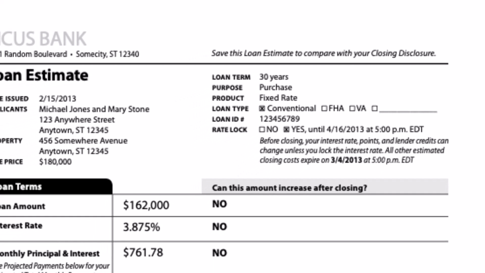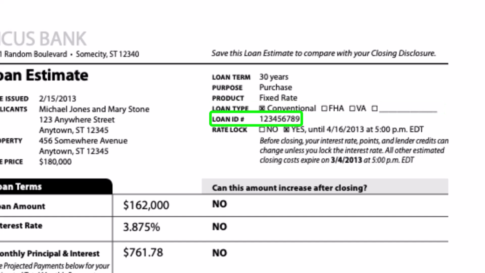And here's what each of the items signifies. Let's start with the loan term, a period over which the loan will be repaid with regular monthly payments. Next is purpose, what the loan will be used for. Is it to buy a home or to refinance or to cash out refinance? Next is product. It indicates whether the loan has a fixed or an adjustable rate. Next, we have loan type. So this is the kind of loan being used, whether it's a VA, an FHA, or a conventional.